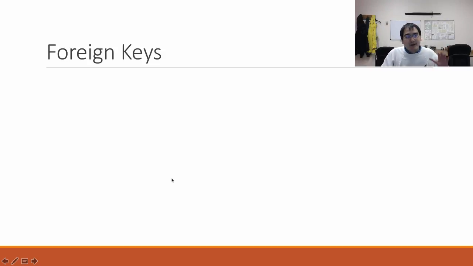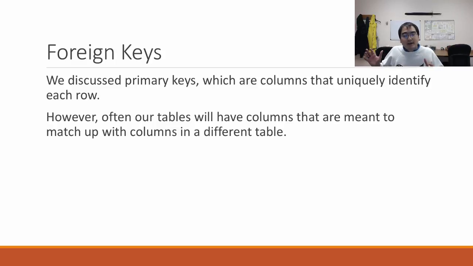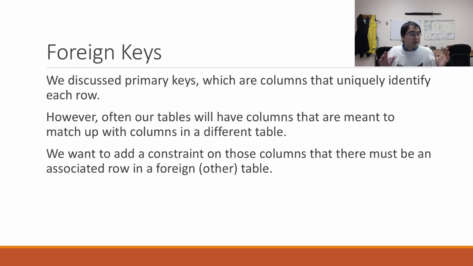So to be a bit more explicit, what is a foreign key? Well, we talked about primary keys, right? Primary keys are the columns that uniquely identify each row. However, there's often the case that we have columns in a table that are meant to match up with columns in a separate table. And so what we often want to do is add a constraint, a rule that says the columns there must be associated with a row in a foreign other table, that every artist ID in the tracks table must actually have a corresponding row in the artist table. However, nulls are okay as foreign keys. It basically says, oh, by the way, this one doesn't have a match, and we're being very explicit about that fact.